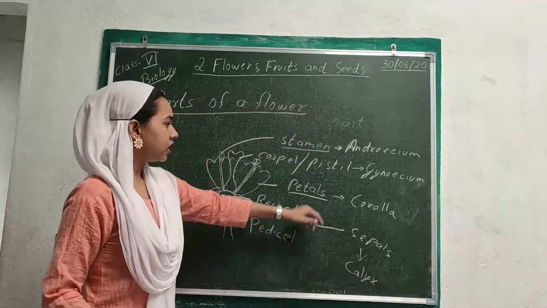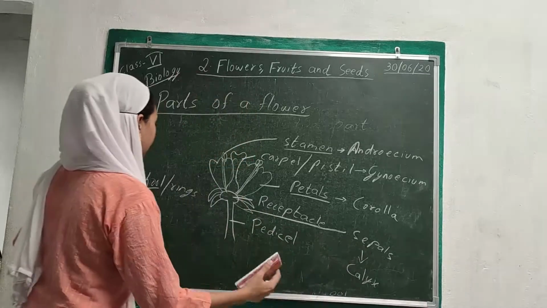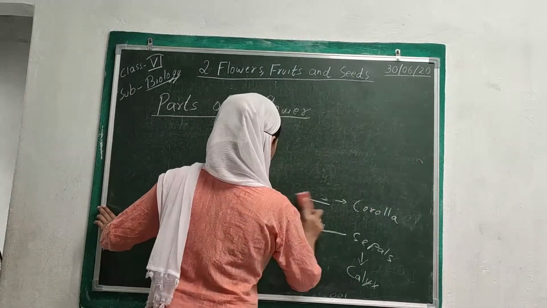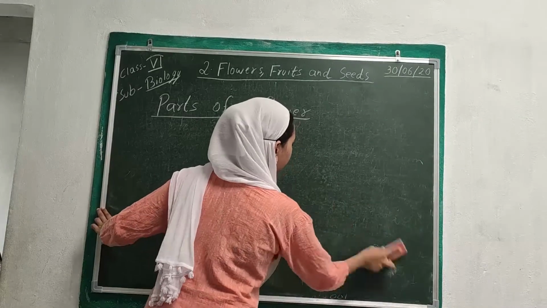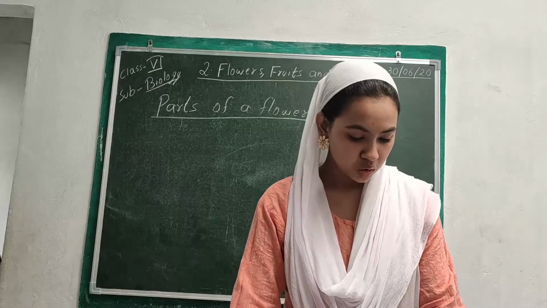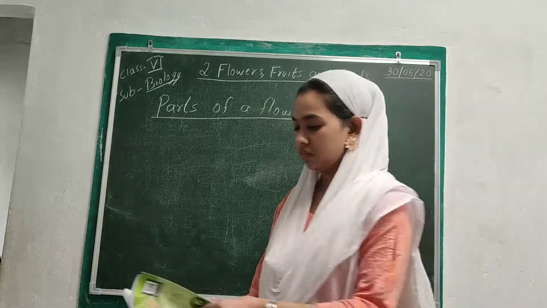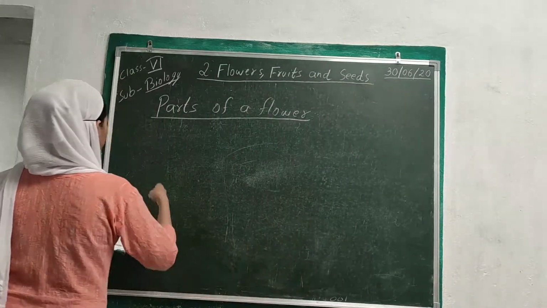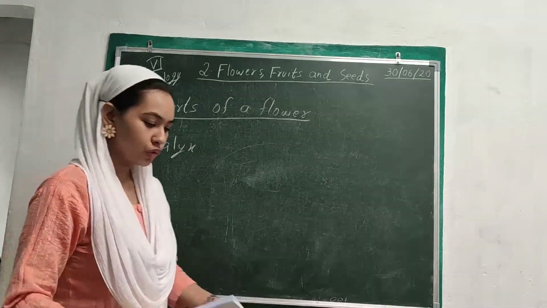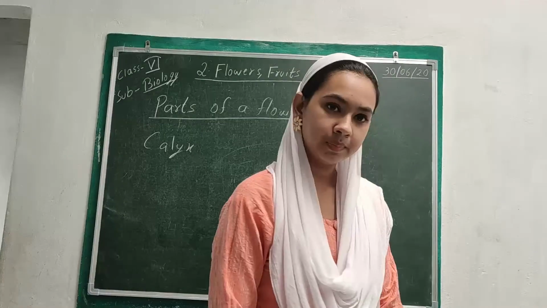Now we are going to study each of these 4 whorls, and we will see what its function is and why it is important. So basically a flower has all the parts which I have just mentioned. Alright. First we'll start with calyx. I will just show you a diagram here. It will make it easier to understand.